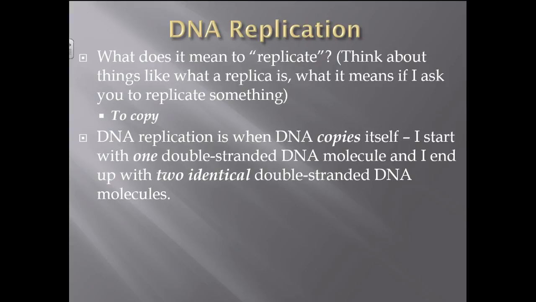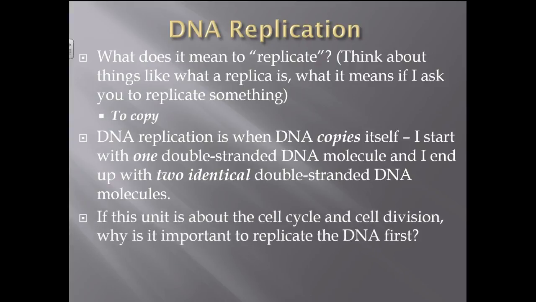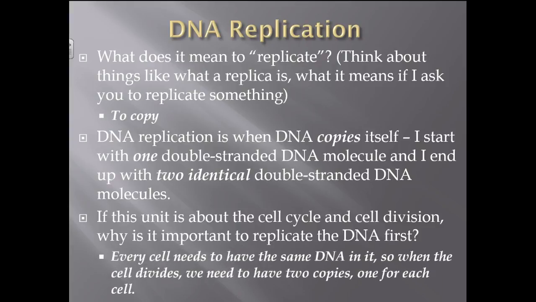Remember that synthesis is happening in interphase, and that comes before mitosis. It is in prophase of mitosis that the chromosomes actually form, so this is occurring before chromosomes are forming in cells. If this unit is about the cell cycle and cell division, why is it important to replicate the DNA first? We may have talked about this already in class, but if you have one cell that's going to form two cells, each of the daughter cells is going to need a complete set of DNA, a complete copy of DNA.